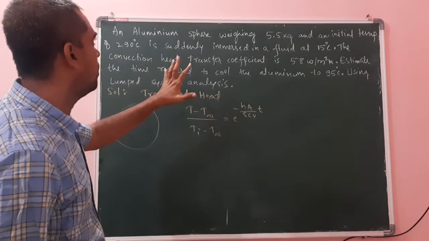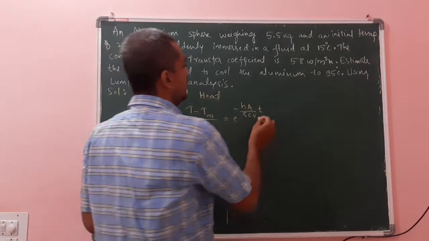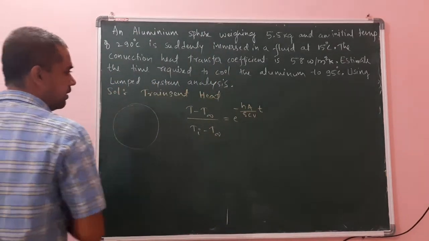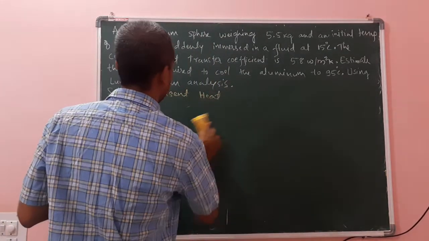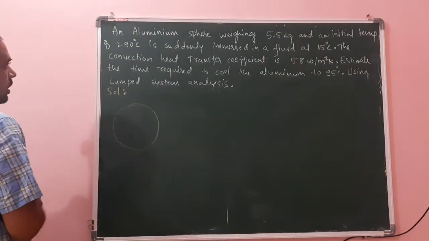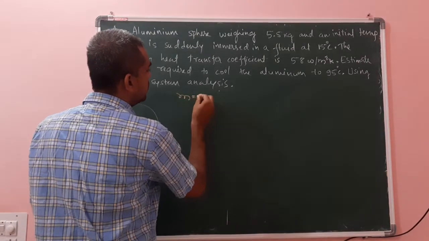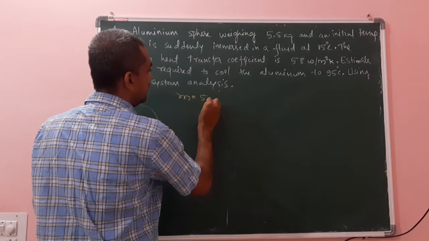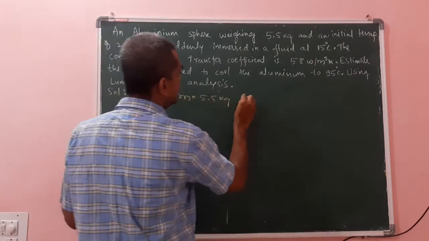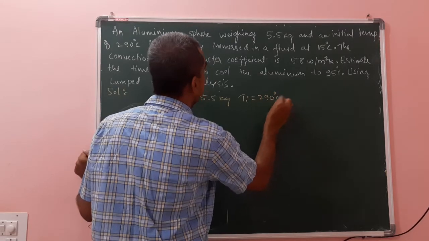Now this is the problem. An aluminum sphere weighing... I will write the given data. There is an aluminum sphere. Mass of the sphere m is equal to 5.5 kg, and initial temperature Ti is equal to 290 degrees Celsius.